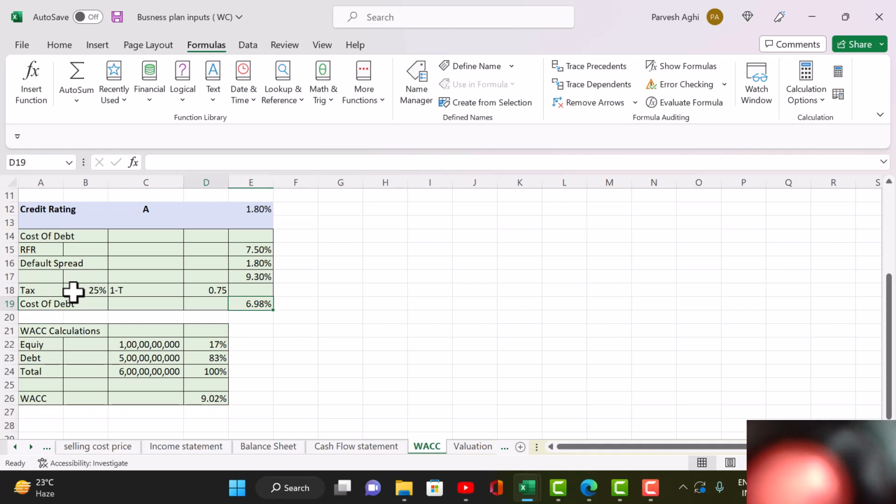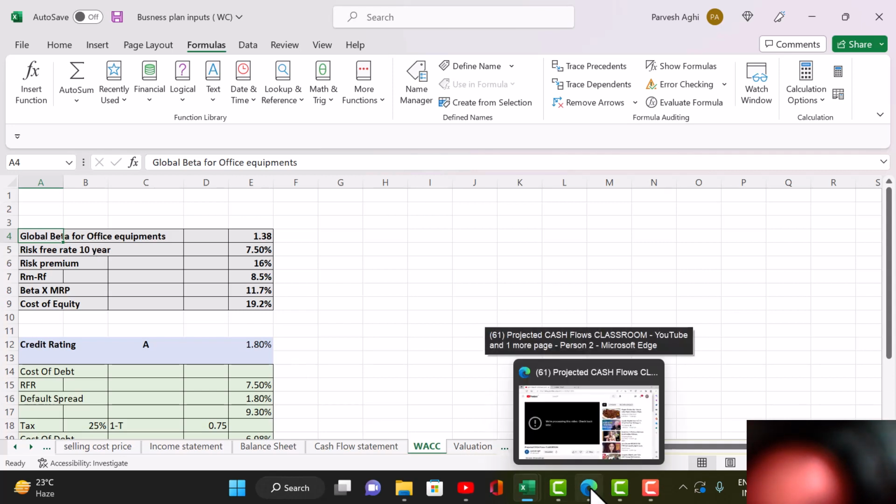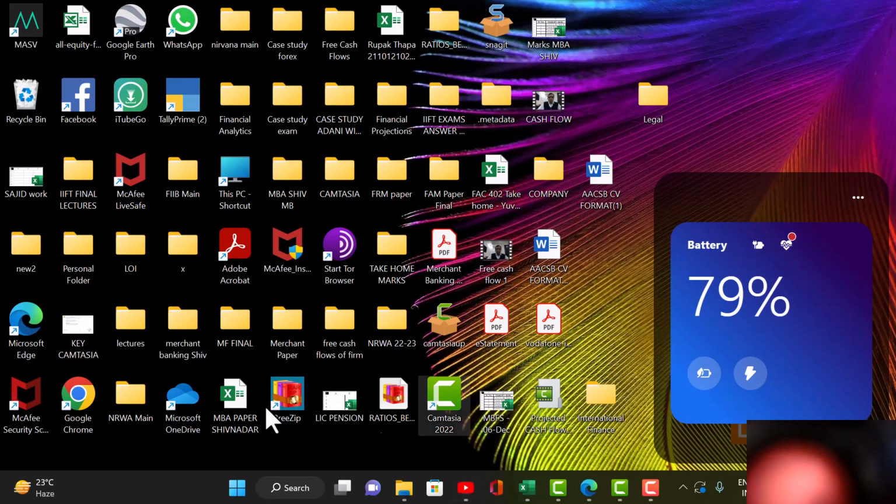So now we have done a WACC calculation. But how we have done it, actually, I have just missed out. There is one more point here. Now we have to calculate the cost of equity also for this company. The global beta for office equipment is 1.38. So what we do is we search on Google and find out what is the beta of companies who are doing similar businesses in the world.